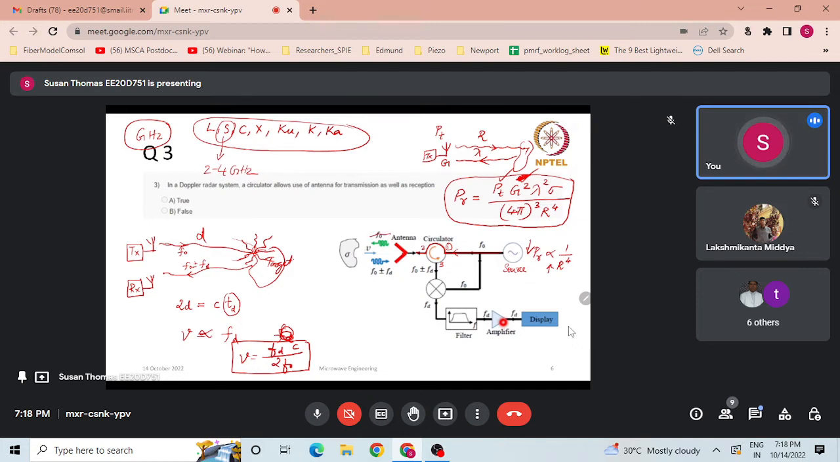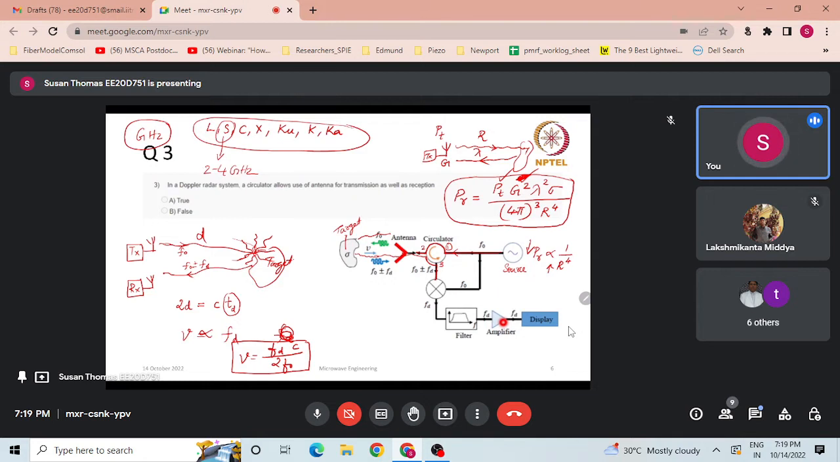Now it is going to free space, finally hitting the target. This is my target, and a return signal comes back, which will be captured by the antenna. Then the signal comes back to port 2 of the circulator. Now what does the circulator do? From port 2, it allows transmission only to port 3. From port 3 there is another connection for the down conversion and further processing.